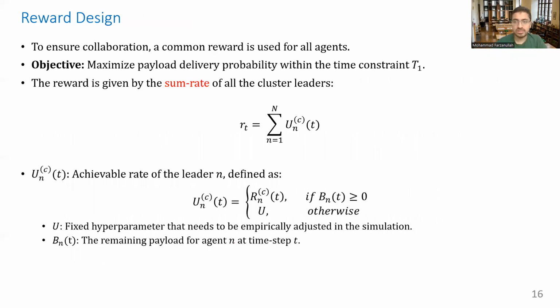Moving on to the reward design, we use a common reward for all of the agents to ensure collaboration. This reward is given by the sum rate of all cluster leaders at time t. And moreover, as you can see, for a given cluster leader, if it has completed transmission, its rate is denoted as U, which is greater than the maximum rate possible.